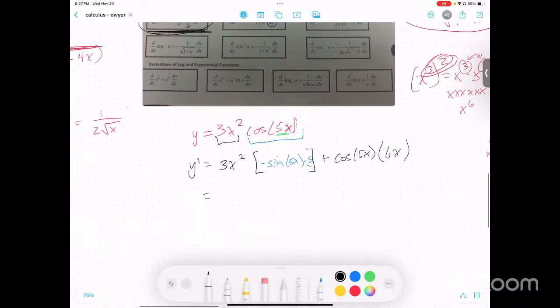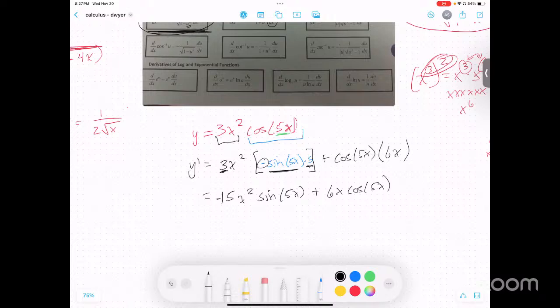So that equals, take that 5 and that 3, because they're all just being multiplied together, so I can move them around. 5 times 3 is 15. Negative 15x squared, bring that negative out there too, times the sine of 5x, plus, put the 6x in front of the cosine of 5x. It just looks better. And there's your answer.